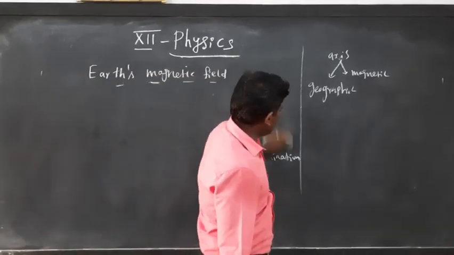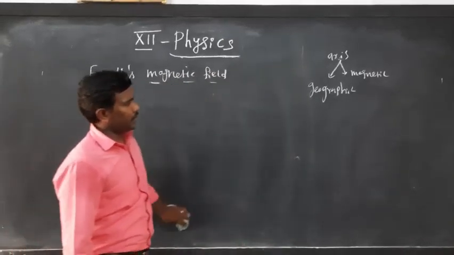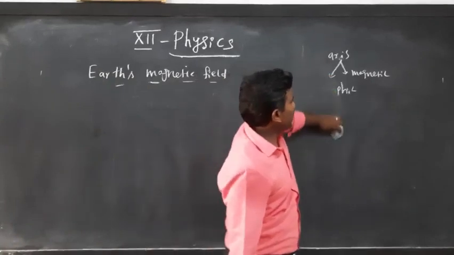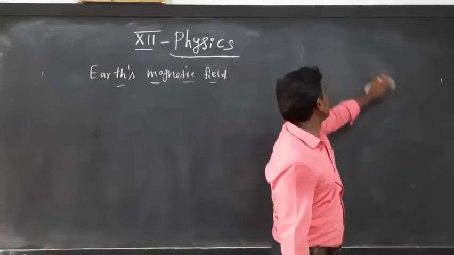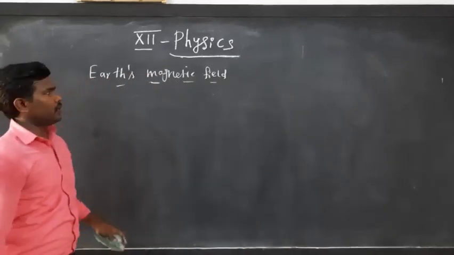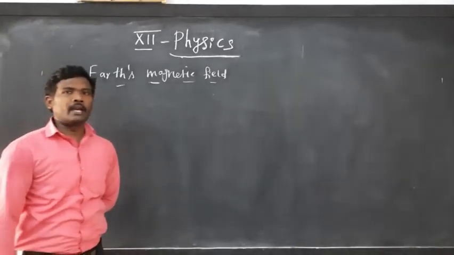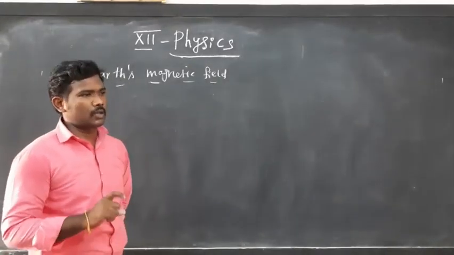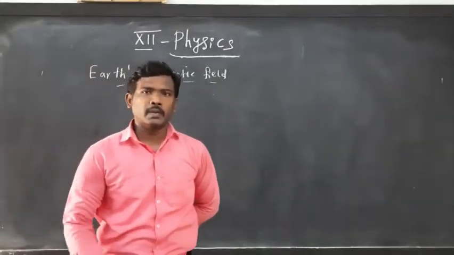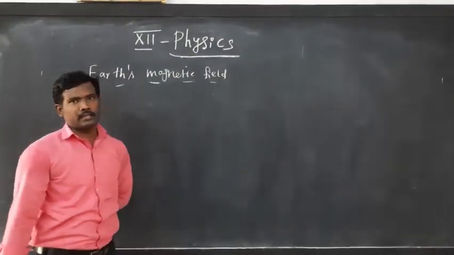So the earth is spinning with respect to its own axis, and that axis is called the geographic axis. So what is meant by geographic axis? The earth is spinning, or rotating, with respect to one axis. That axis is called the geographic axis.